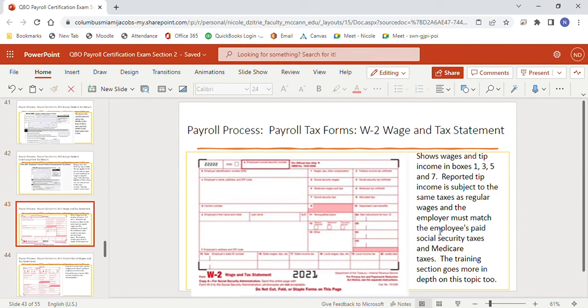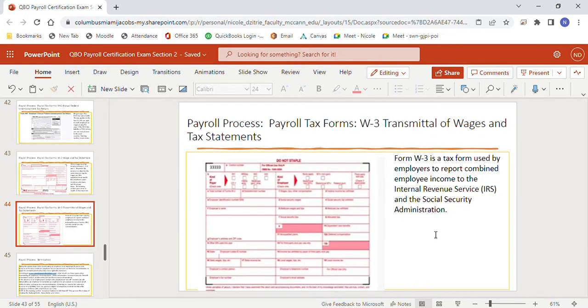So let's see, the employer must match the employee's paid Social Security and Medicare taxes. So that's for tips. So for tipped employees, they're going to get Social Security and Medicare taxes. The training section goes more in depth on this topic, so go ahead and go into that. And W-3 is the transmittal of wages and tax statements. It's a tax form used by employers to report combined employee income to the IRS and the Social Security Administration.